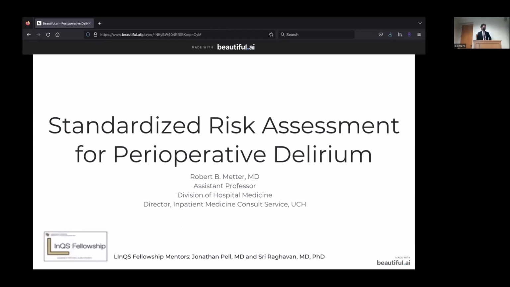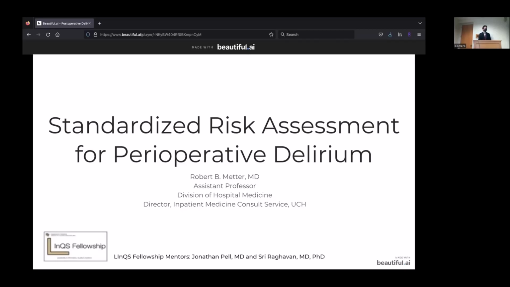Robert Minner, assistant professor in the Division of Hospital Medicine. I head up the inpatient medicine consult service here at University Hospital. And this is part of my LINCS fellowship. It's the Leaders in Quality Informatics and Systems Fellowship. And I'd like to thank my mentors, Dr. John Pell and Dr. Sri Raghavan, for their mentorship in this project.